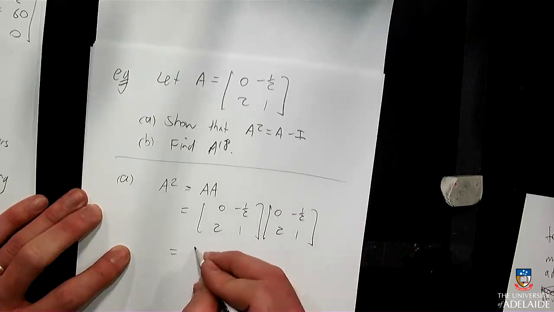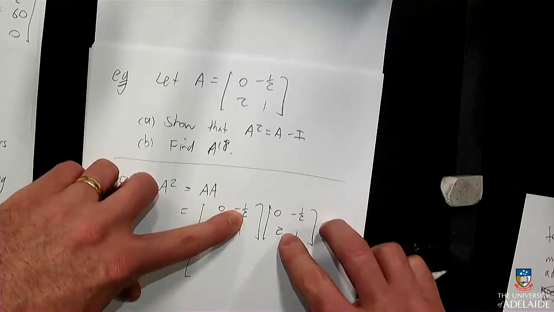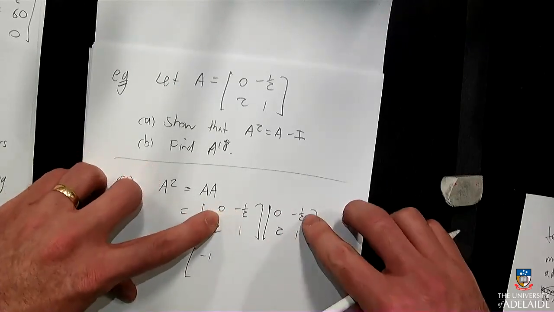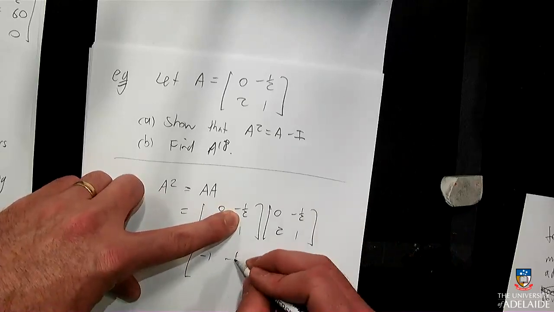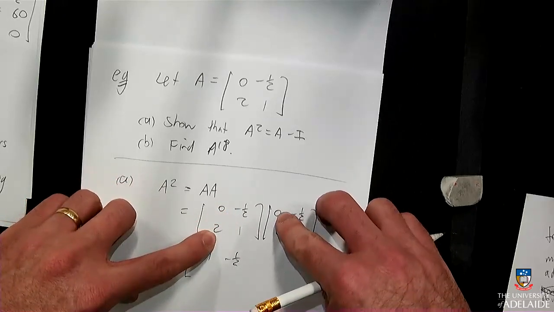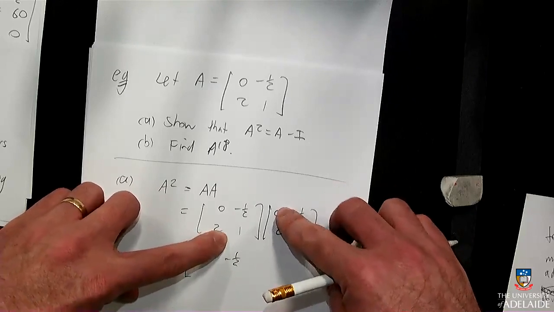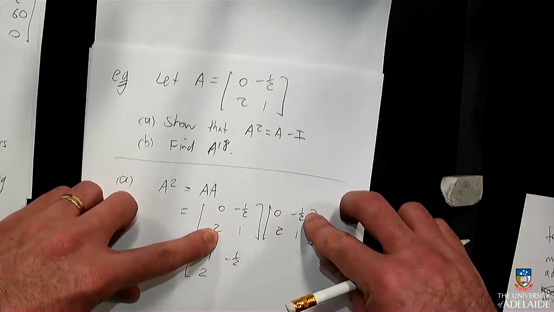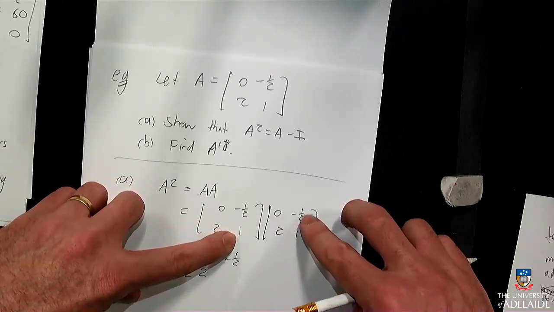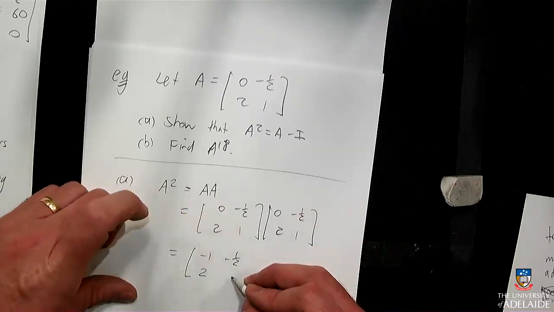And so let's see. 0 times 0 minus a half times 2 is negative 1. 0 times negative a half is 0. Minus a half times 1 is negative a half. 2 times 0 is 0. 1 times 2 is 2. 2 times minus a half is negative 1, and negative 1 plus 1 times 1 is 0.